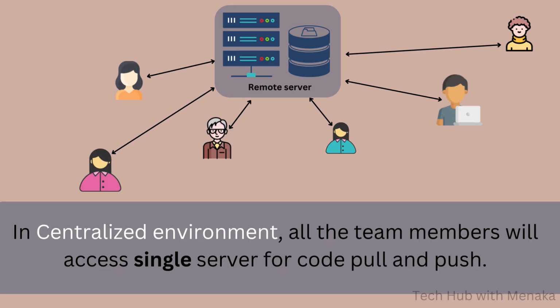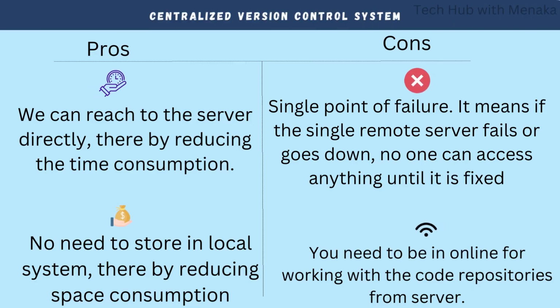In centralized version control system, there will be a single server which is placed in a remote location, which is accessed by multiple team members. In order to pull the code, push the code, to commit something, we have to reach a single server. The main disadvantage is, what if the server goes down or if the server fails, we have to wait until the server boots up and the server gets restarted, and no one can access the file if it got failure.